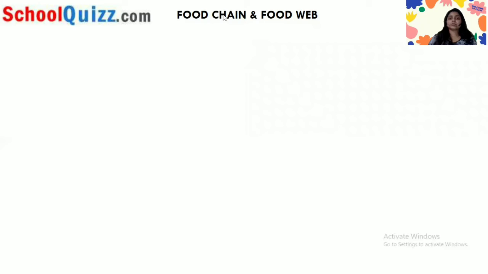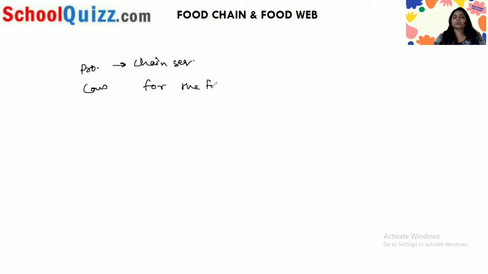Now we will understand what is food chain and food web. So what is the food chain? It is when living beings are eaten by other organisms, and energy is transferred from one organism to another to maintain a balance in nature. Basically we have producers and consumers, so there is a chain or sequence formed for the food.